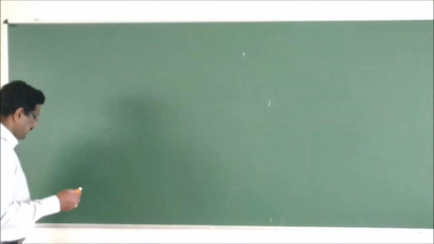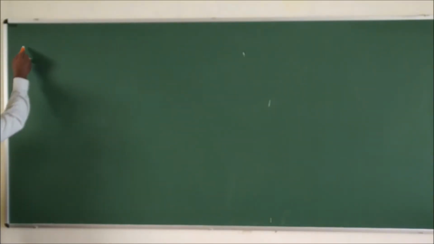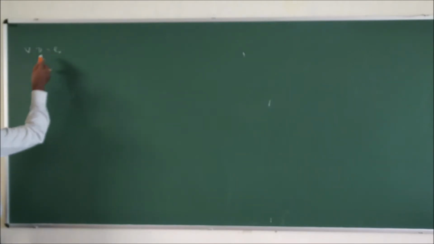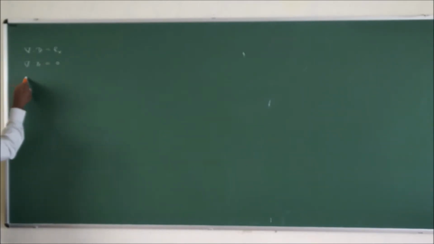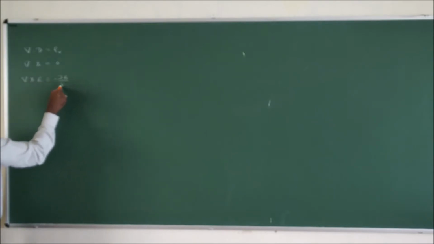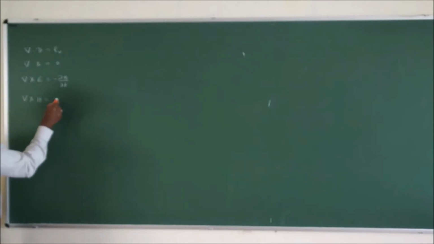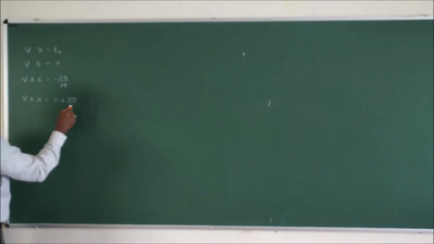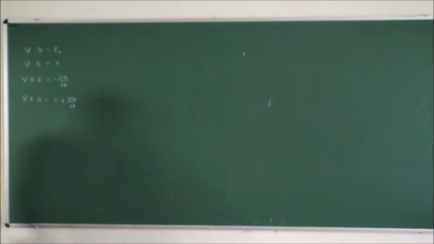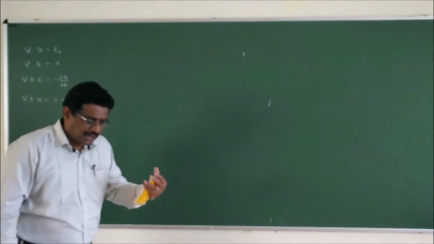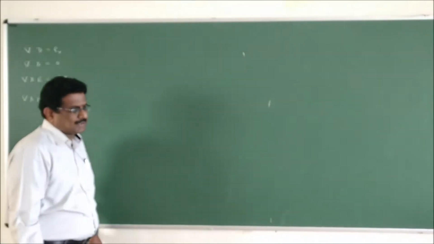So let us recall the time varying Maxwell's equations. Del dot D equal to rho v. Del dot B equal to 0. We had these two as the fundamentals. Del cross E equal to minus dou B by dou t. Del cross H is equal to J plus dou D by dou t. These are the Maxwell's equations we discussed and derived in the previous sessions.